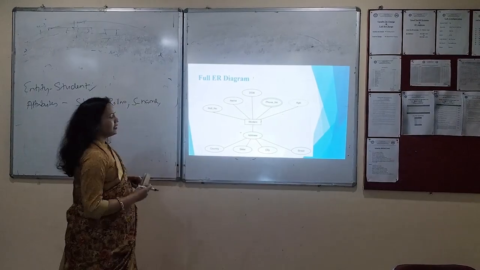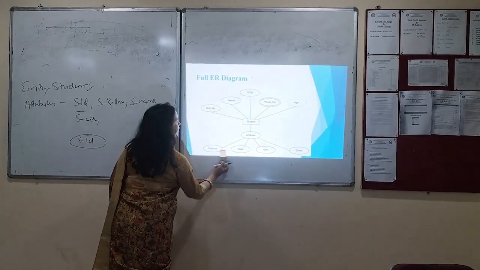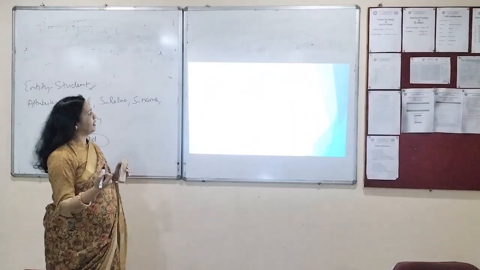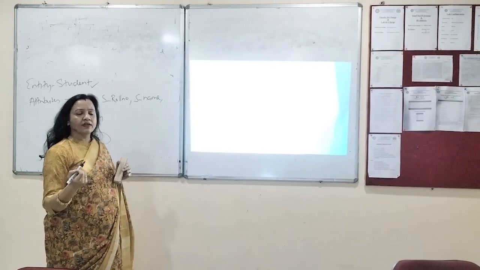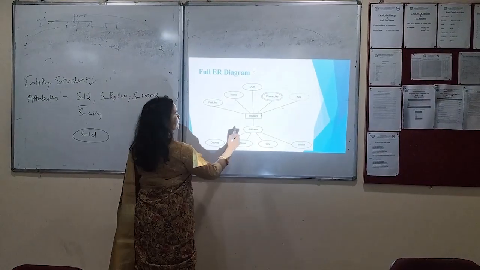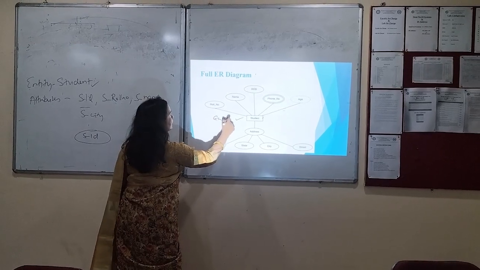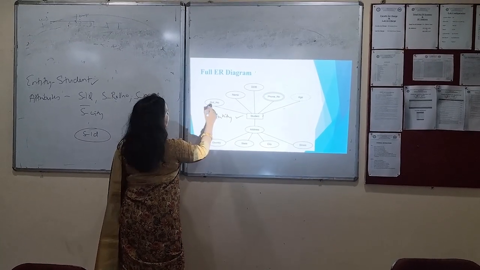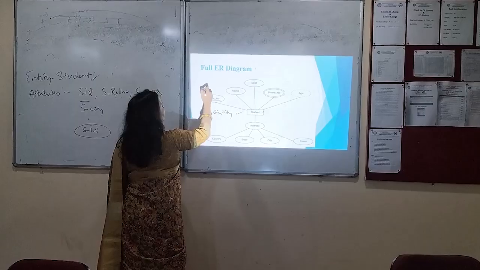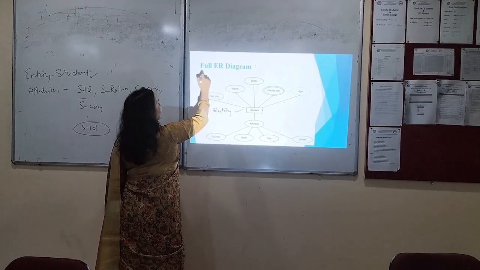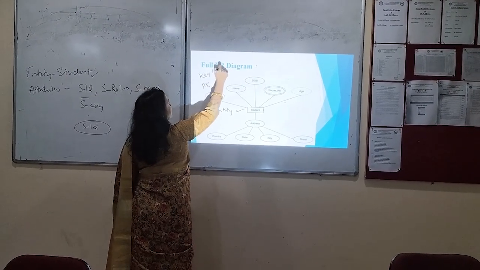So you can see this is the complete diagram. Here we are representing all the entities and all the attributes. This is your student, this is your entity, you can see. Now this is the underlined roll number, so this is your primary key or a key attribute, right?